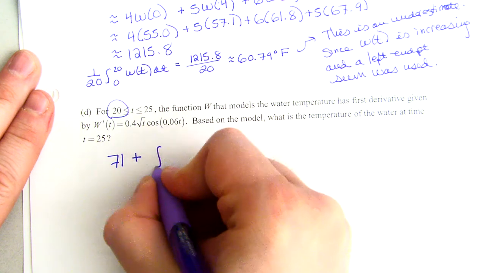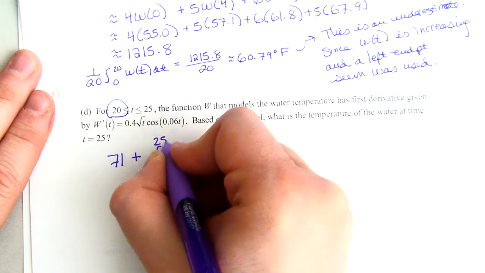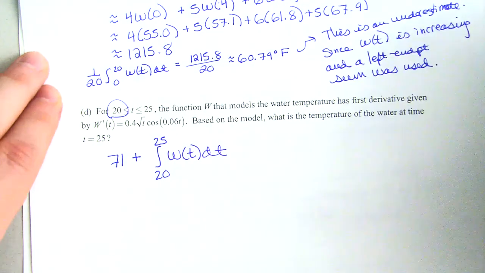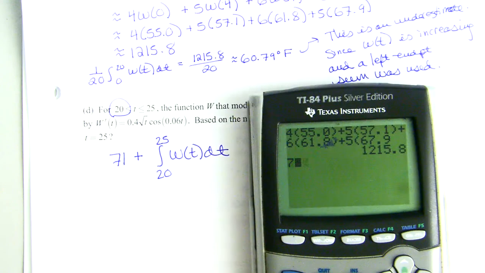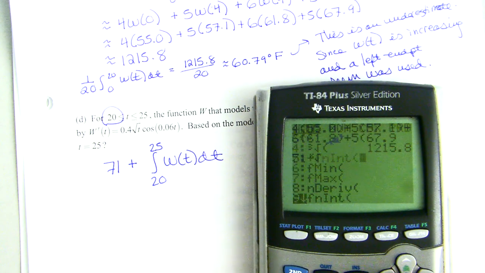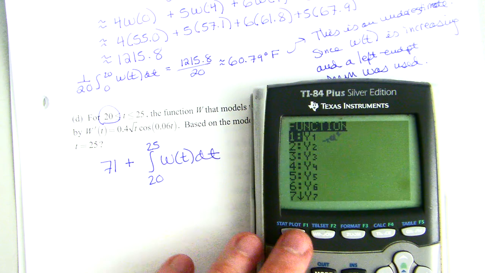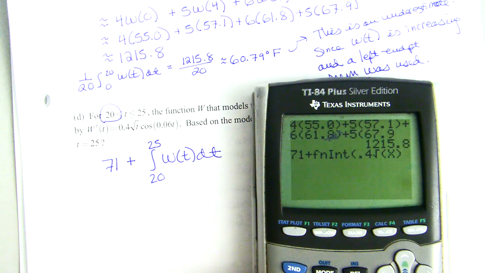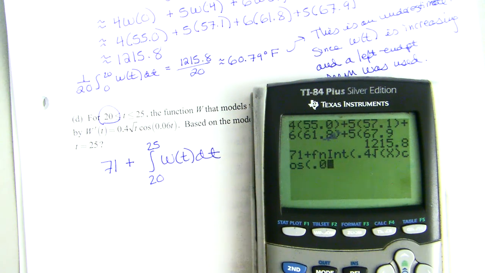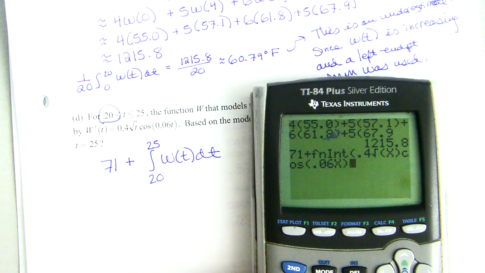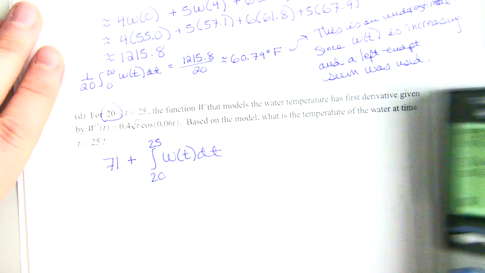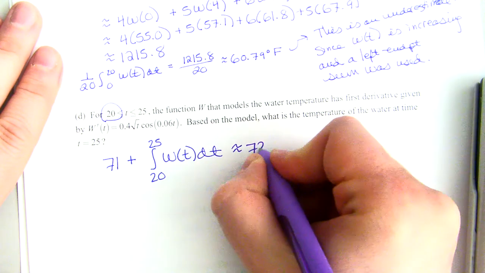I'm just going to add in the integral from 20 to 25 of w of t dt. You're doing fnInt on the calculator. 71 plus the integral of, oh, you know what? I never stored that function in the calculator. I'm just going to be lazy and type it in over here. As long as I'm good with parentheses, 0.060, wonderful. Close that. I think that's fine. X, 20, 25. 73.043 degrees Celsius.